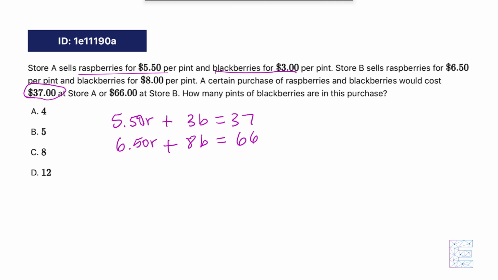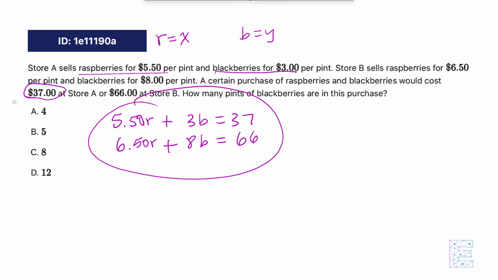Rather than do this manually and as a time-saving strategy, I'm highly recommending that we plug this into Desmos and you do that instead. We'll just want to remember that we have to use X and Y in Desmos. R and B would not work. So let's just rename R, the number of raspberries, to X, and we'll rename the number of blackberries to Y. So when we plug this into Desmos, it'll be Y and X appropriately.